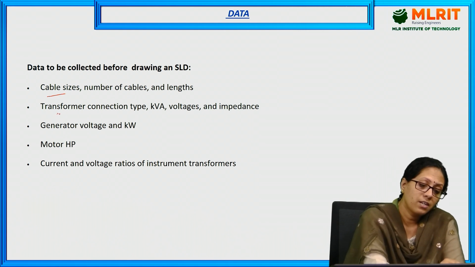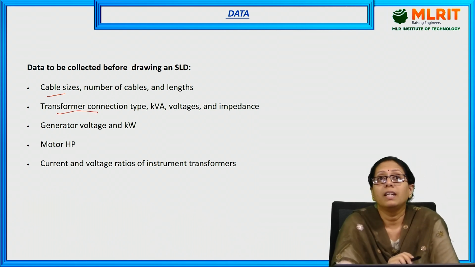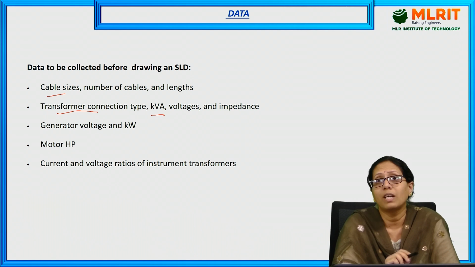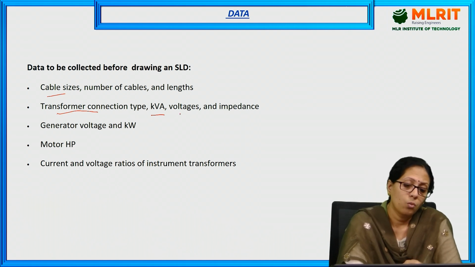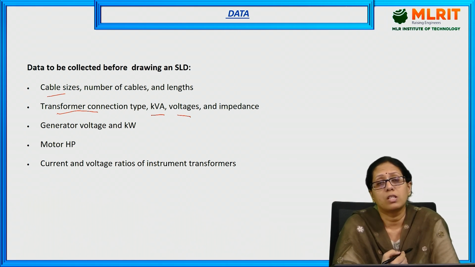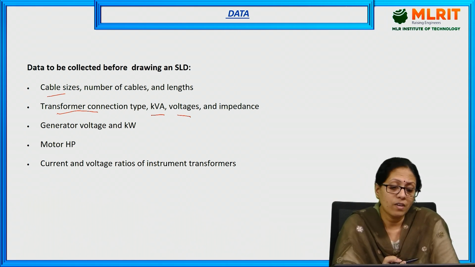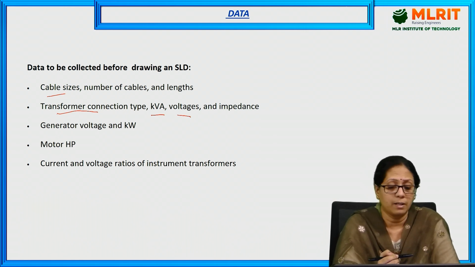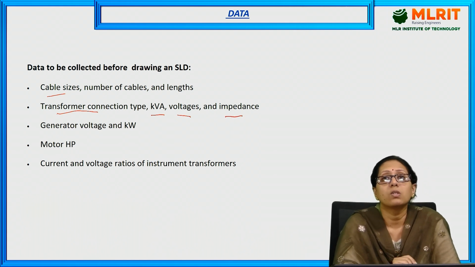Next one is transformer connection. The primary and secondary connections of a particular transformer, its kVA rating, that is kilovolt ampere rating, and voltage levels of that transformer, whether it is a step up or step down transformer, single phase or three phase. All these should be known beforehand for drawing the single line diagram, and its impedance values also.